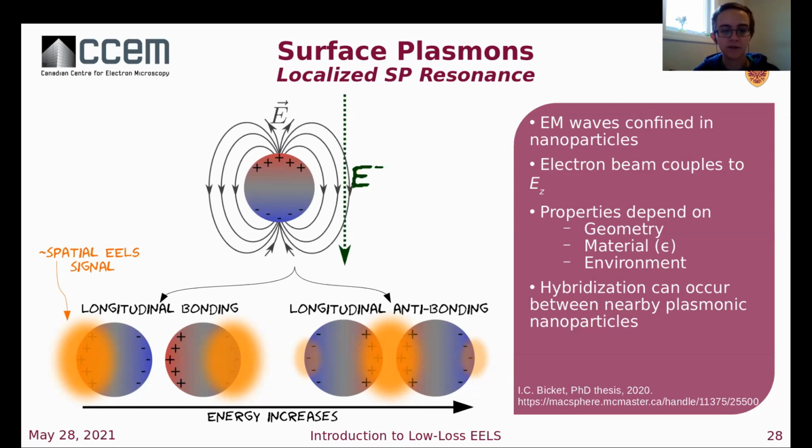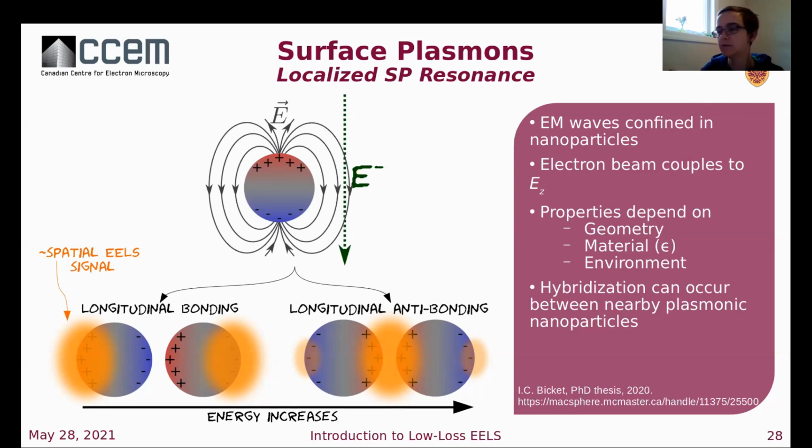Now, if multiple plasmonic nanoparticles are brought into close proximity with each other, these have evanescent fields. These evanescent fields interact with each other, forming bonding and anti-bonding resonances. These are going to change the energy of the resonance compared to the single nanoparticle. So your single peak in EELS is going to split into two peaks at bonding and anti-bonding, at lower and higher energy. And also the spatial map in EELS will be different for these two different types of modes.